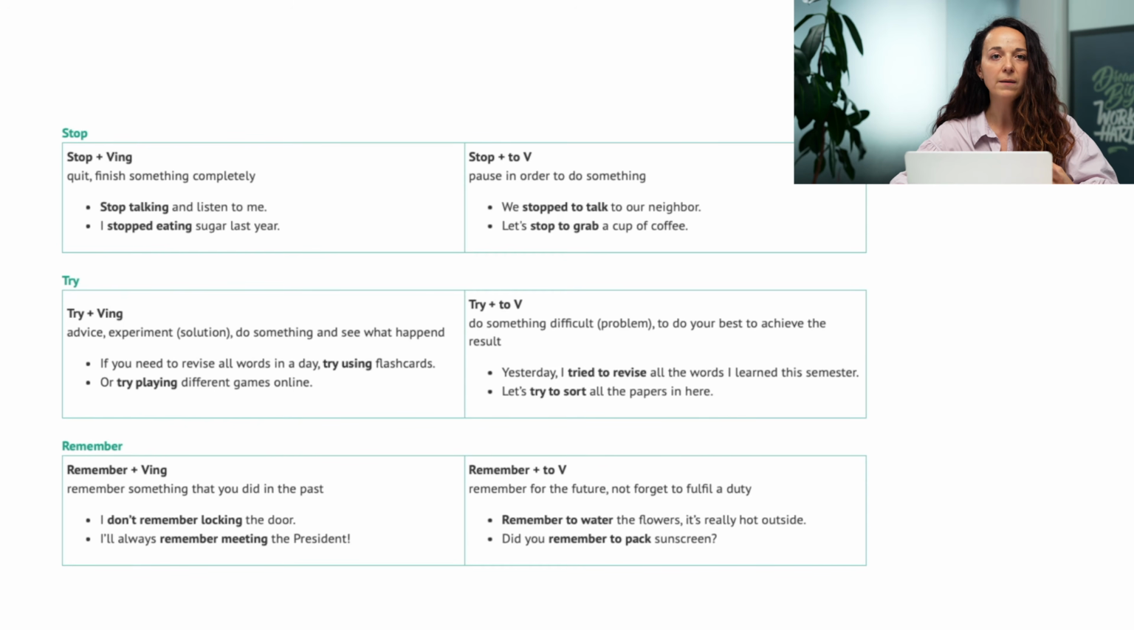But there are some verbs which can be followed by both gerund and infinitive. It should make our life easier a bit, right? No, because there's a big group of such verbs that change meaning depending on the verb that follows them. Stop, try, remember are 3 of these verbs. Let's figure out the difference together.